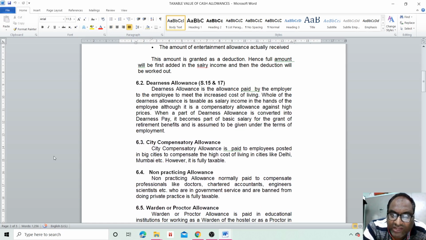DNS allowance is the allowance paid by the employer to employee to meet the increased cost of living. Whole of the DNS allowance is taxable as salary income in the hands of employee, although it is a compensatory allowance against high price. When a part of a DNS allowance is converted into DNS pay, it becomes part of basic salary for the grant of retirement benefits and is assumed to be given under the terms of employment.